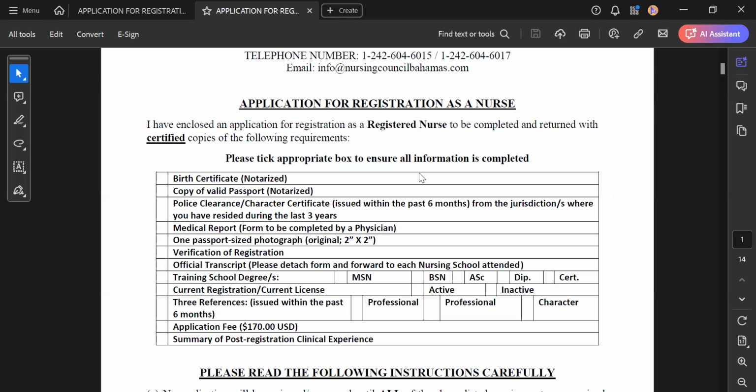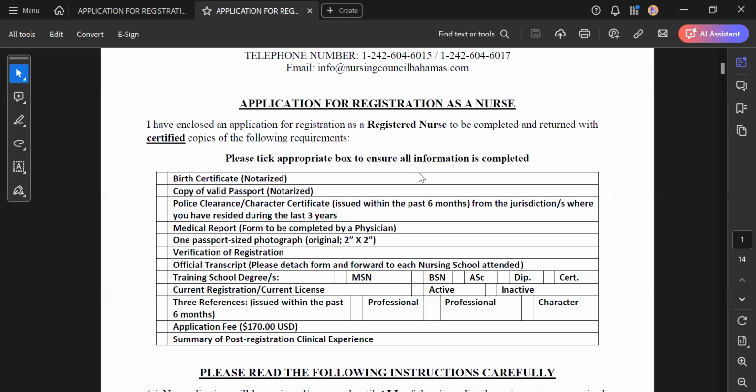And you need the official transcript. This one has stated, please detach form and forward to each nursing school attended. That one is section B, I think pages 10 to 14 or so. That one will be added to section A. You send it to your school, and your school will fill the form and attach your official transcript to it. And your school will send it here to the Bahamas.